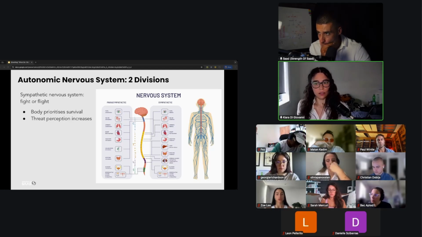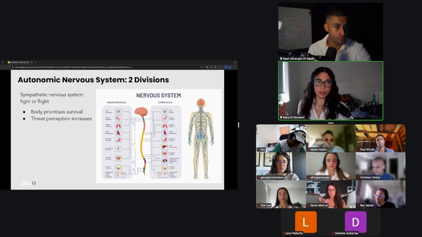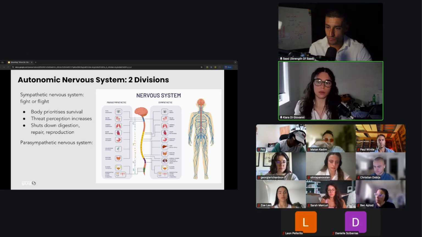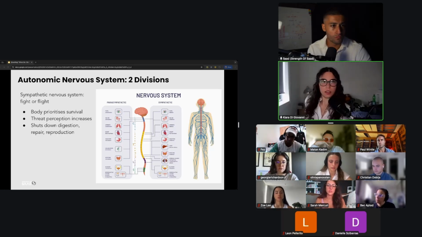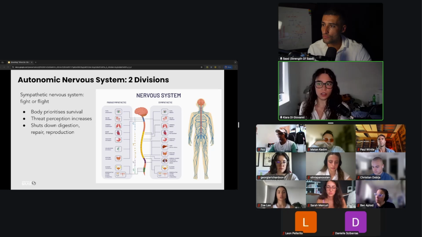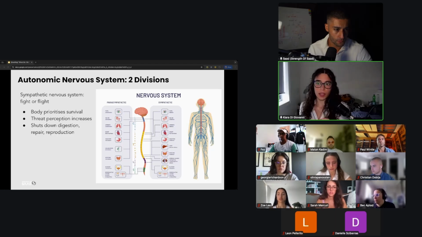Sympathetic is like fight or flight. So your body is prioritizing surviving, and things like your hypervigilance and threat perception increase a lot. And when you're in more of this state, other body processes like digestion, repair, and reproduction just shut down because they're not essential for surviving in that moment. This is a very simple way to explain why women lose their period under stress.